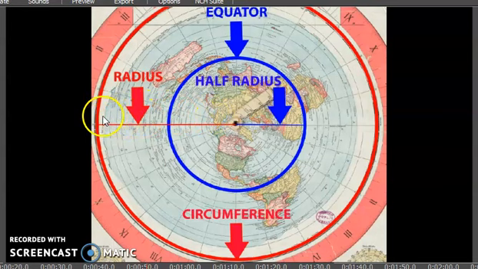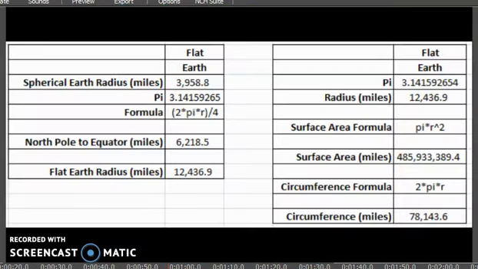This is the first calculation I did, but it should be noted that it may not be a good number since it extends beyond the ice wall and we don't know what's beyond it. But just to see what the number is, first I took the distance from the North Pole to the equator of 6,218.5 miles. I doubled it to get what I would call the radius in this calculation, 12,436.9 miles. I then solved for the surface area and got around 486 million square miles and a circumference of about 78,000 miles.